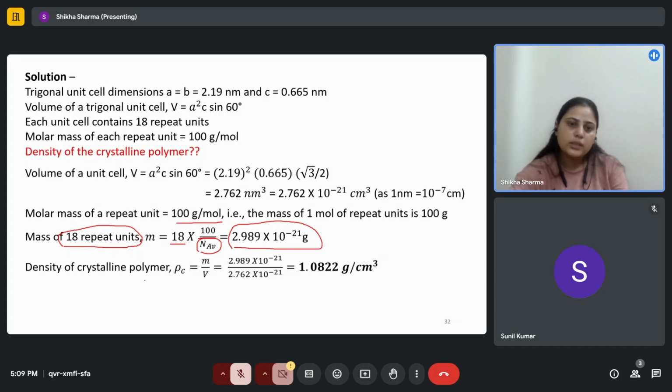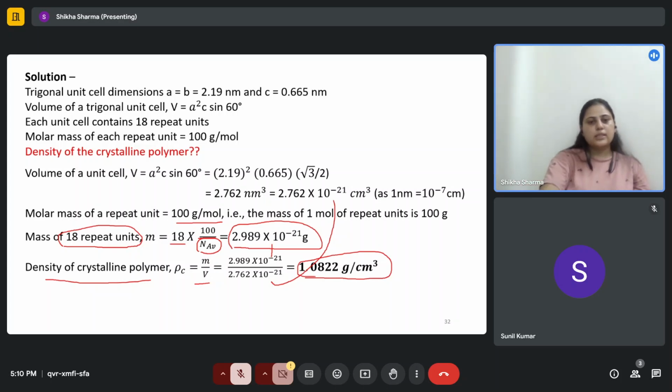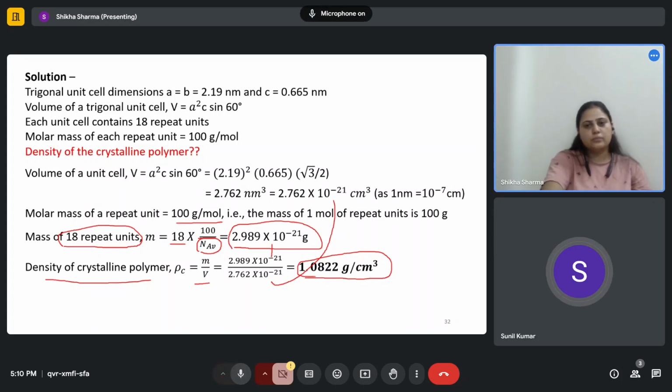Now, as we discussed, the density of the crystalline polymer is equal to mass by volume. So we have the mass as 2.989 into 10 to the power minus 21 divided by the volume, which is 2.762 into 10 to the power minus 21. So we get 1.0822 gram per centimeter cube as our density of the crystalline polymer. So you understood? So let's move to the next question.